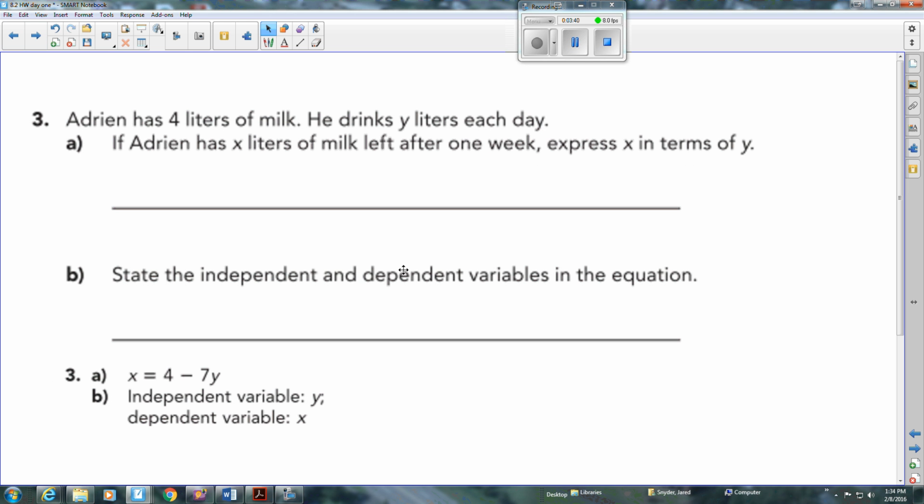Adrian has 4 liters of milk. He drinks Y liters each day. If Adrian has X liters of milk left over after 1 week, express X in terms of Y. So we have 4 liters of milk. We know that he drinks Y liters, but it's each day, so it's asking after a week, so we get 7Y. So it's going to be 4 minus 7Y equals X. So again, because it's 7 days in a week, you have to subtract that out from the original 4 liters. Independent variable is Y, the dependent variable is X.